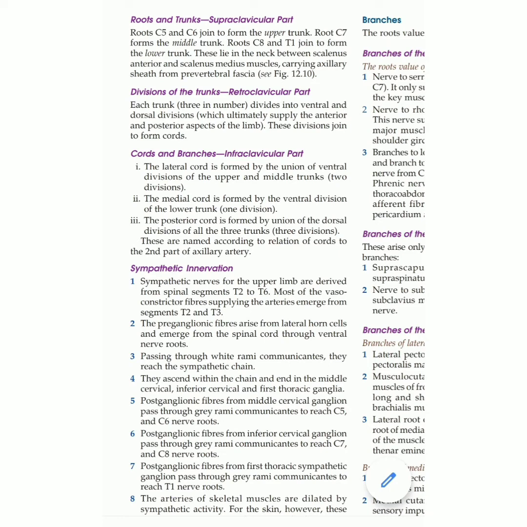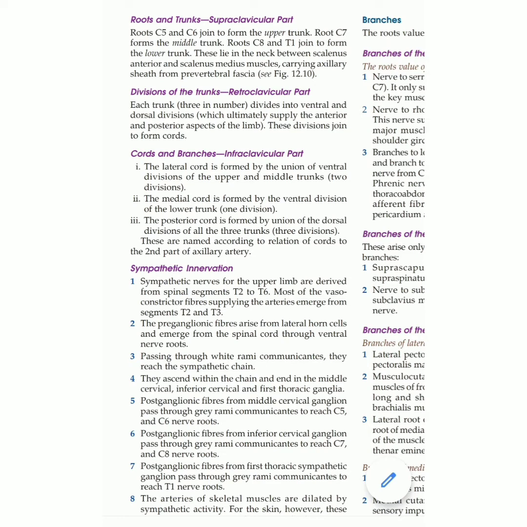Divisions of the trunks, retroclavicular part. Each trunk, 3 in number, divides into ventral and dorsal divisions, which ultimately supply the anterior and posterior aspects of the limb. These divisions join to form cords. Cords and branches, infraclavicular part.